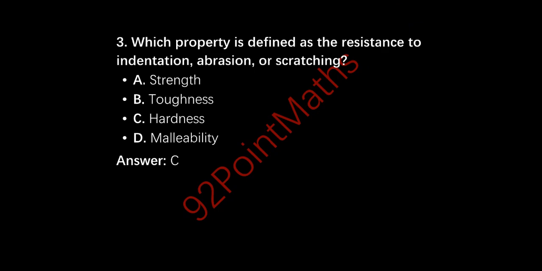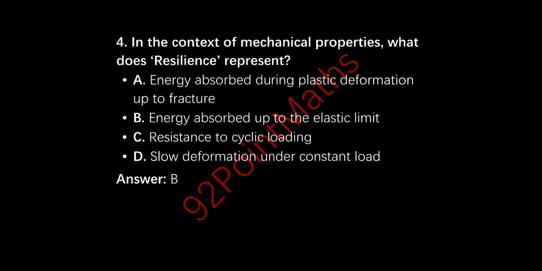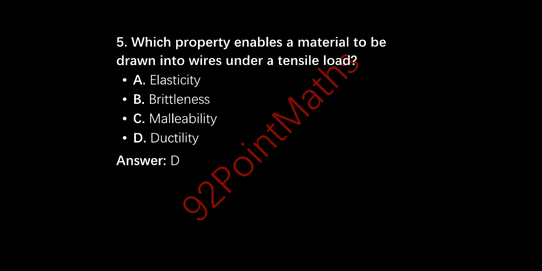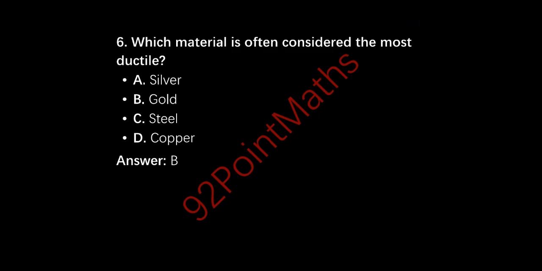Option C, hardness. In the context of mechanical properties, what does resilience represent? Option B, energy absorbed up to the elastic limit. Which property enables a material to be drawn into wire under a tensile load? Option D, ductility. Which material is often considered the most ductile?